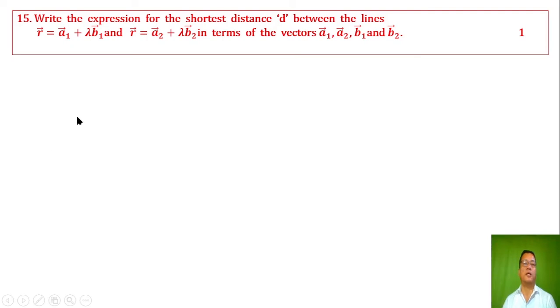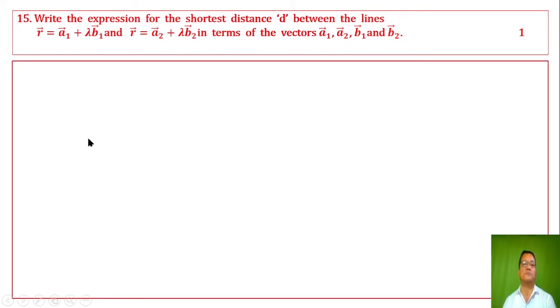Question number 15. Write the expression for the shortest distance between the line this and this in terms of the vectors a1, a2, b1, b2. 1 mark. The distance d is a2 minus a1 dot b1 vector cross b2 vector, all divided by magnitude of b1 vector cross b2 vector.